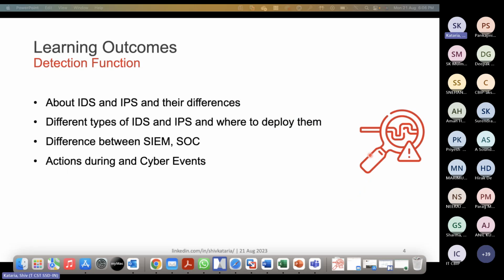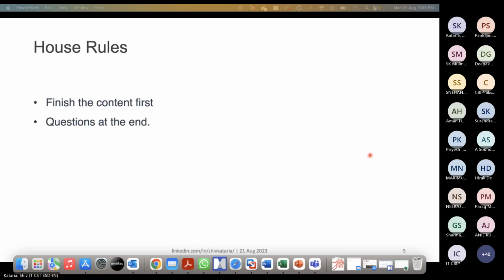So at the end of the session, you will be able to understand the IDS and IPS, their differences, and how different type of IDS and IPS look like. Also, what is the difference between SIEM and SOC? And finally, the actions that you might need to take during an incident. So like last session, we'll be first finishing the slide, and at the end, we might take up some questions.